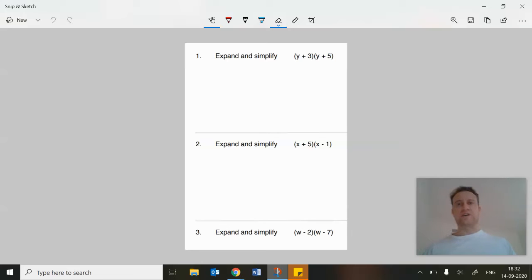Hi there, guys. We're going to do some multiplying out of brackets here. These are expanding double brackets, or multiplying out sets of double brackets. And again, you can see sometimes you've got y's inside, sometimes you've got x's inside, and you've got w's here, but it's basically just the same thing. Same technique is going to happen here.